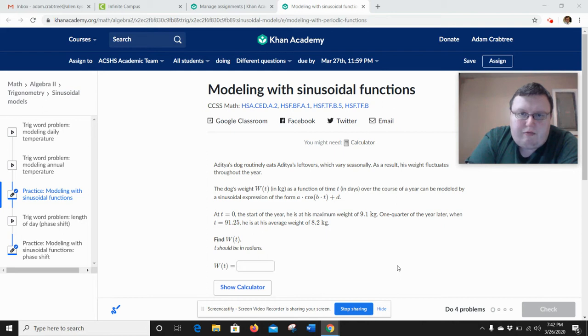They could be asking for where the midline is. They could be asking for what is the maximum, what's the minimum value for this function. They could be asking what the period is even. You just have to read the questions very carefully. So I'm going to go over one or two of these with you.